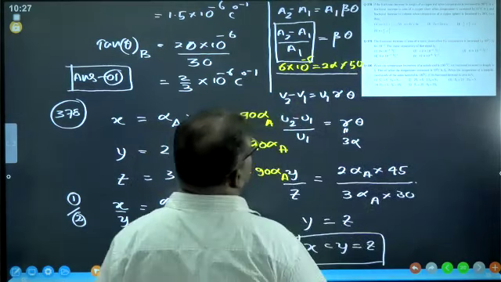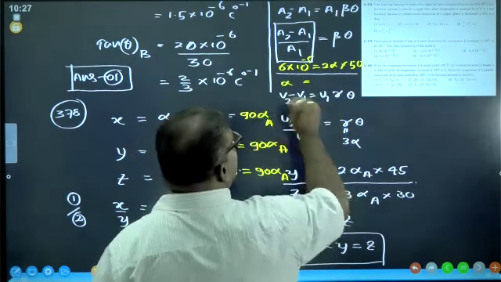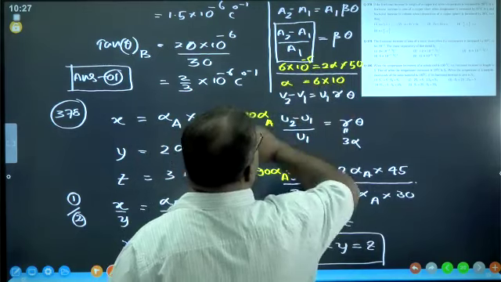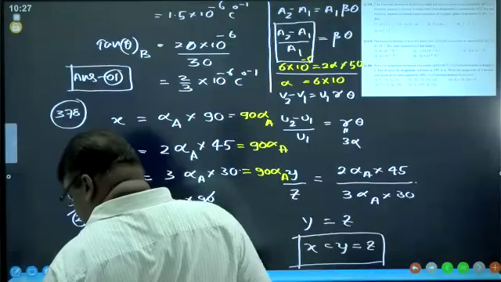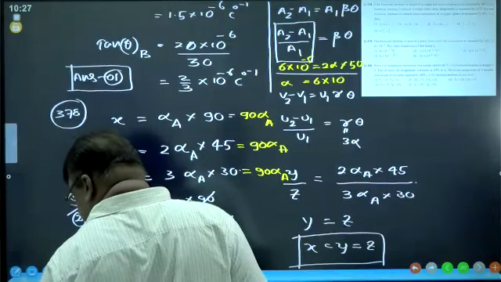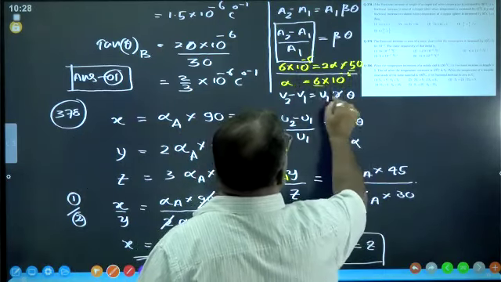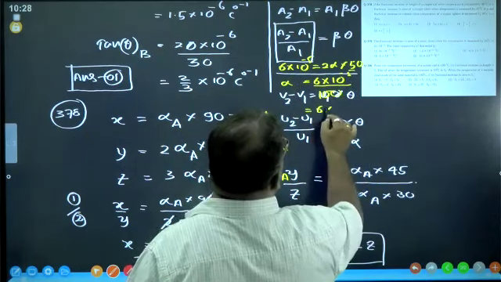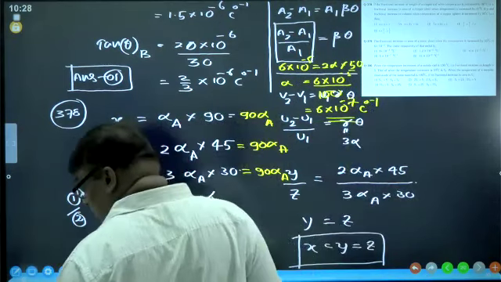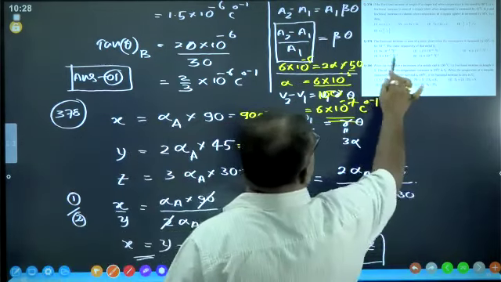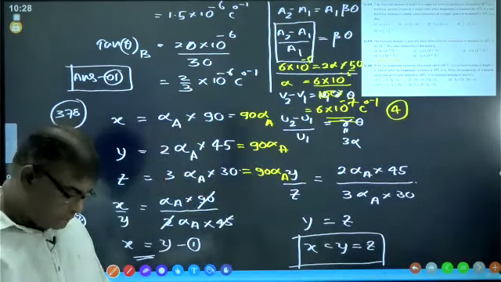Then alpha becomes 6 into 10 to the power minus 5 divided by 100, since the temperature is increased by 50 degrees Celsius and 2 times 50 is 100. So it should be 6 into 10 to the power minus 7 per degree Celsius. Done. The correct answer according to the options is the fourth one. Answer 4. Okay, done.